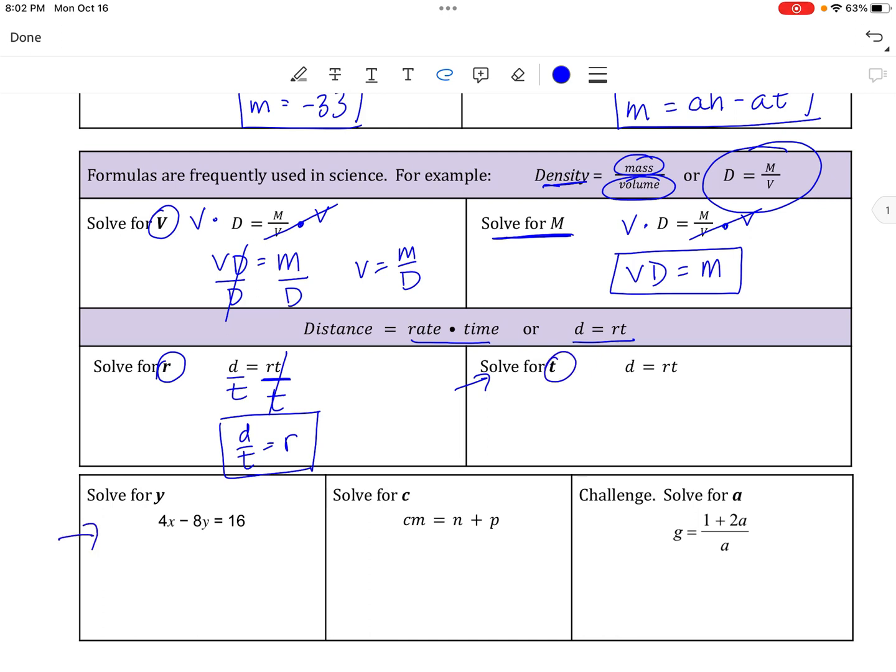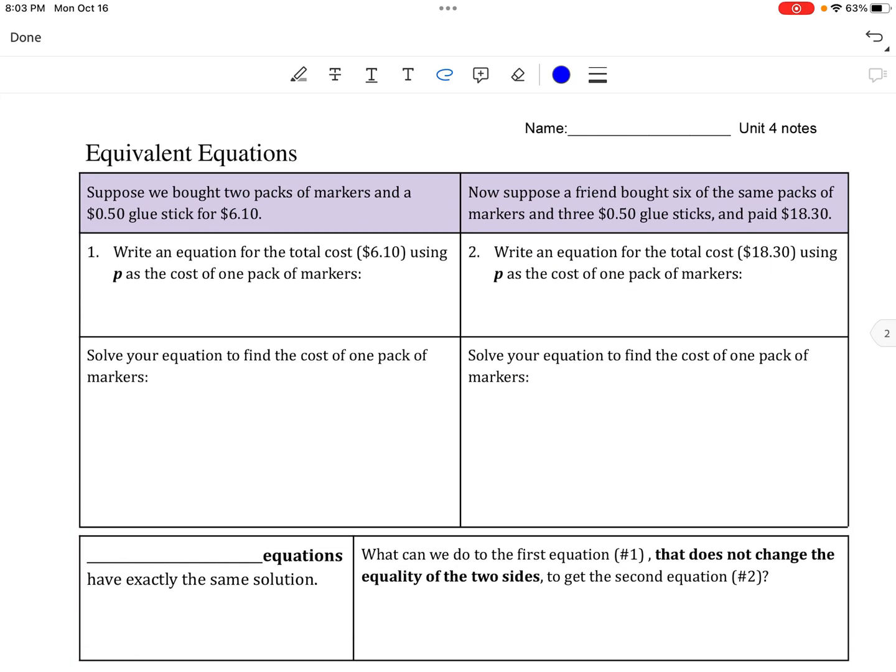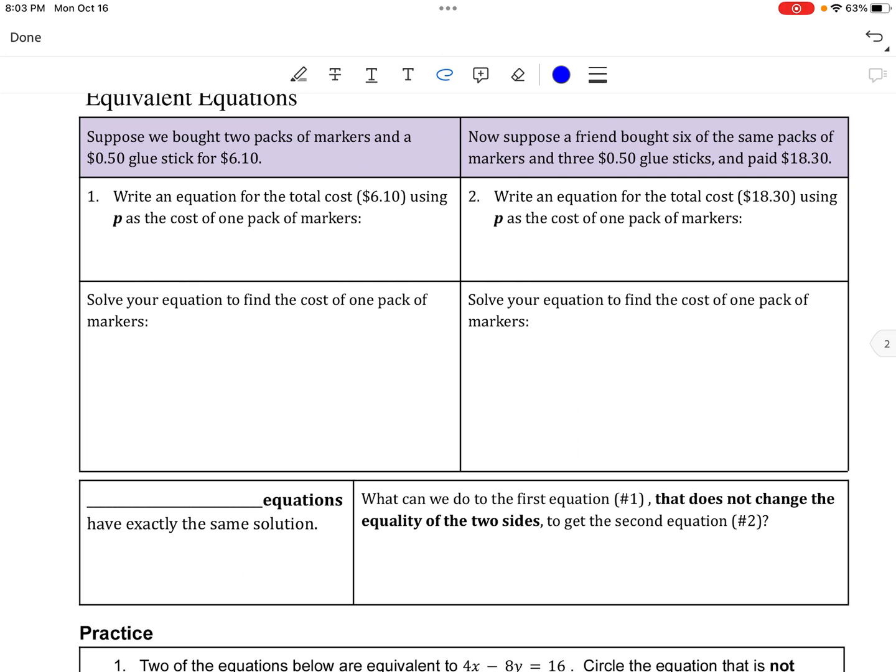And then you're going to try these on your own. You're going to solve for y, so getting y by itself, getting c by itself. This is extra credit if you want to try to get a by itself. And then the next page, we have a word problem. All right, so we have to make a formula.